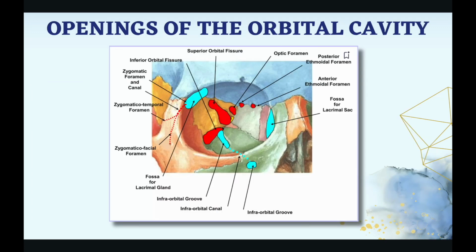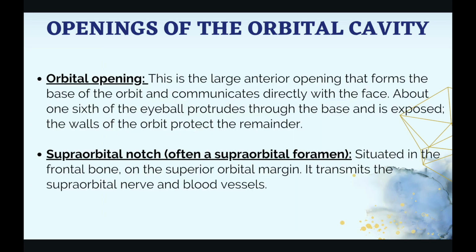Now we proceed with the openings of the orbital cavity. First, orbital opening. This is the large anterior opening that forms the base of the orbit and communicates directly with the face. About one-sixth of the eyeball protrudes through the base and is exposed. The walls of the orbit protect the remainder. Second, supraorbital notch, often a supraorbital foramen. This is situated in the frontal bone on the superior orbital margin. It transmits the supraorbital nerve and blood vessels.